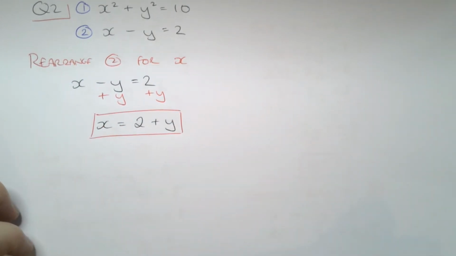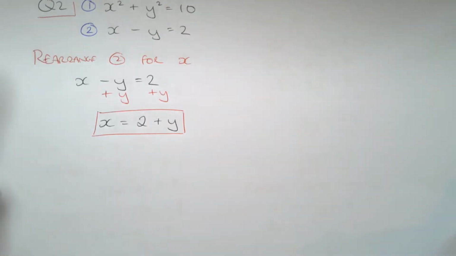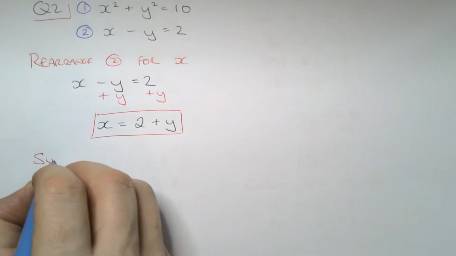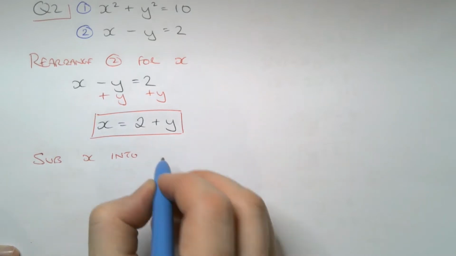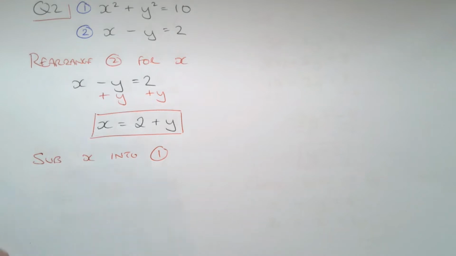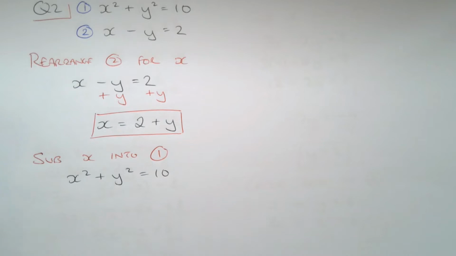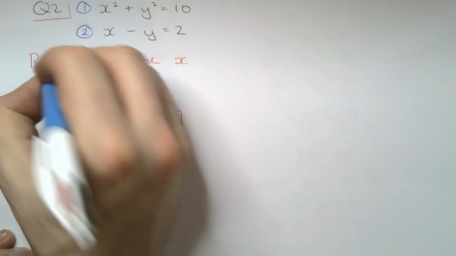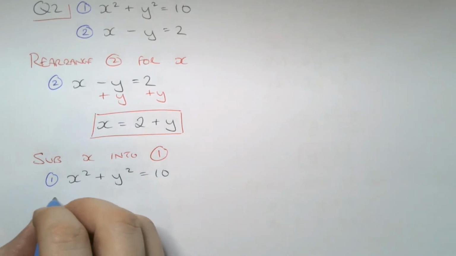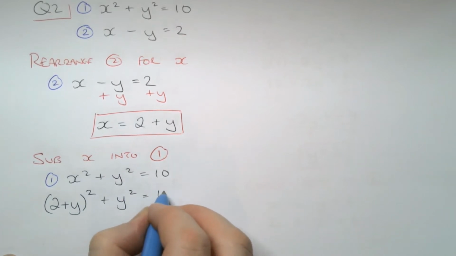Delighted. So now I'm going to take a look and say, okay, let's sub x into the other equation. So I'm going to sub it into equation 1. So I write equation 1: x squared plus y squared equals 10. So this is equation 1, up here was equation 2. Now I'm going to replace x with 2 plus y, but just be really careful here. It's (2 plus y) squared plus y squared equals 10.